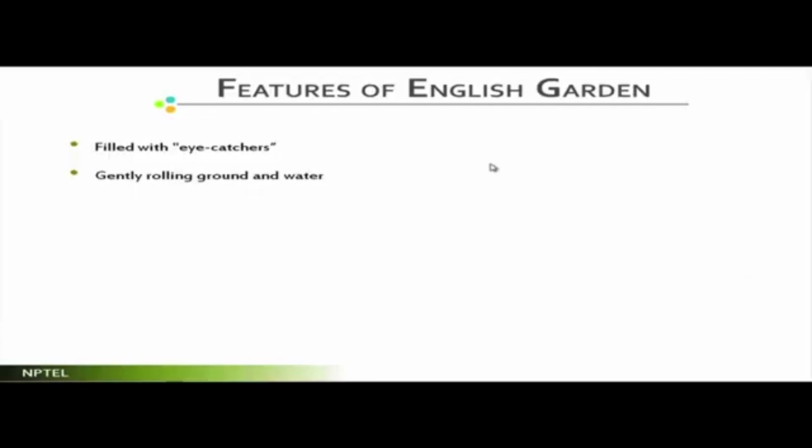Gently rolling ground and water. This is really a true contribution of the English landscapes. Whenever you try to create any landscapes, we can always emulate any. But when you go for rolling grounds or water, you have to plan for it. You have to technically plan for it. The landform has to be designed in such a way, taking into conjunction the landform and the drainage together. These aspects I will discuss in some other lectures in technical terms. At this moment, we are focusing on the history and what we have learned from the history.